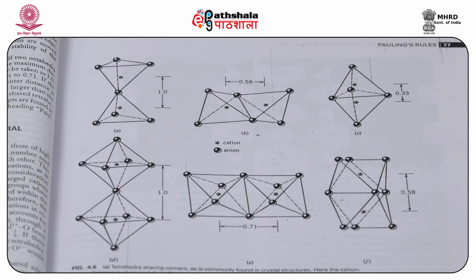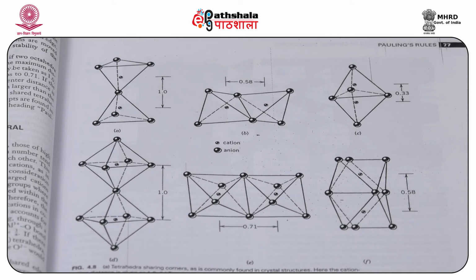In this case, when sharing of edges occurs, the shared edges contract to reduce the repulsive charge between the cations, and the cations are displaced from their particular polyhedral centers, which leads to a different symmetry also away from the shared edges. This is the variation from rule 2 to the sharing of the polyhedral cations.